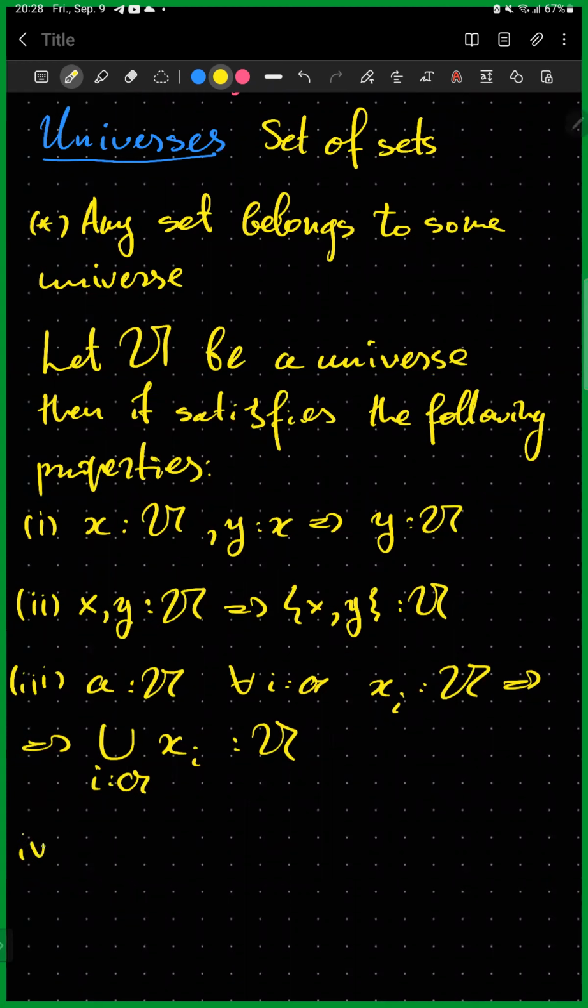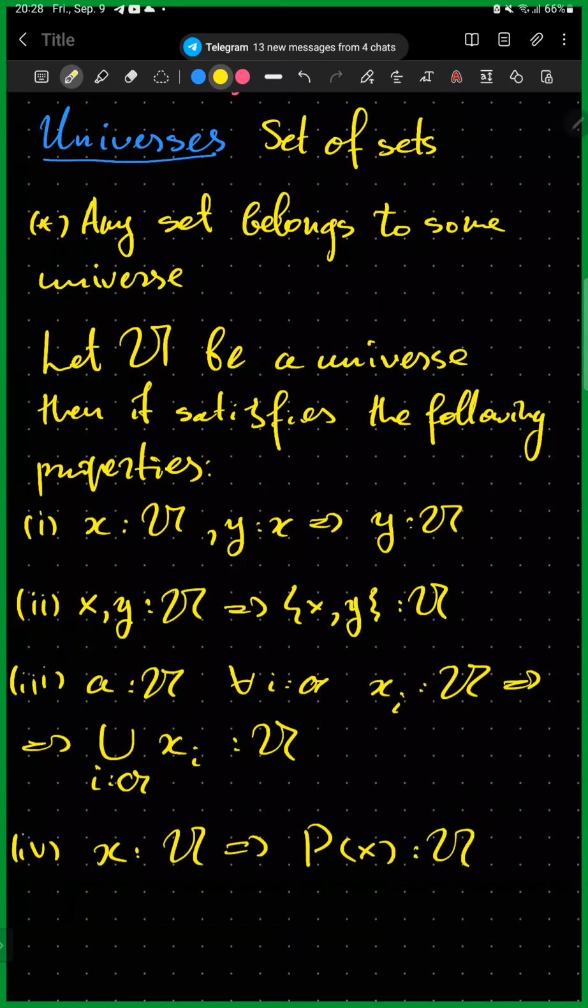So another set theoretic operation that we need to perform is taking the power set. So if X belongs to U, it implies that the power set, denoted P of X, also belongs to U. Of course, this axiom implies that the universe cannot be an element of itself, because obviously that would yield the Russell type paradox.